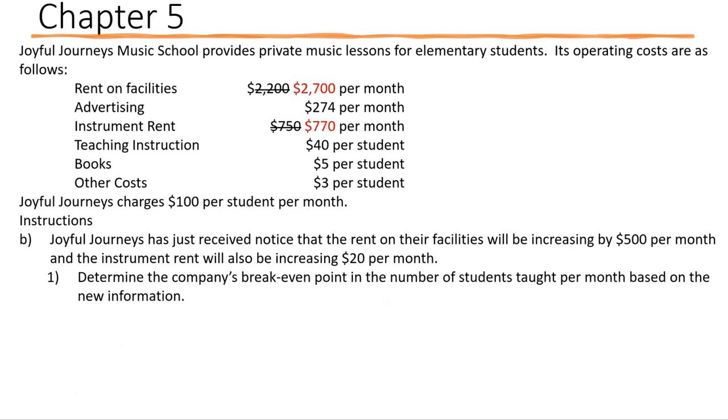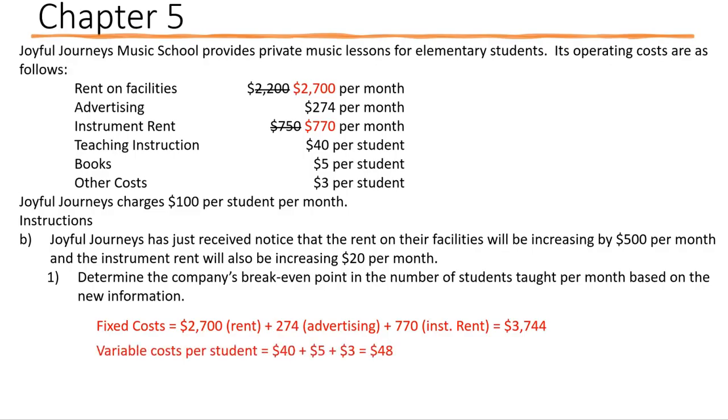So first we're going to change our assumptions or our information up above. Rent goes up $500, so from $2,200 to $2,700. Instrument rental goes from $750 to $770. Now our new fixed costs, rent, advertising, and instrument rental is $3,740. So all $520 of the increase that we're seeing is in our fixed costs. So our fixed cost goes up $520.